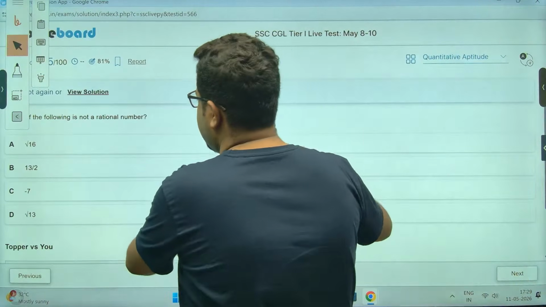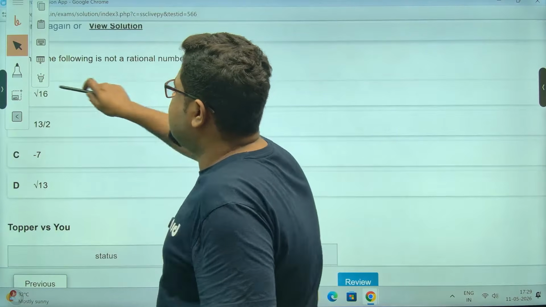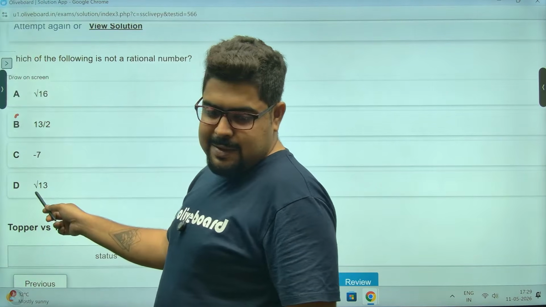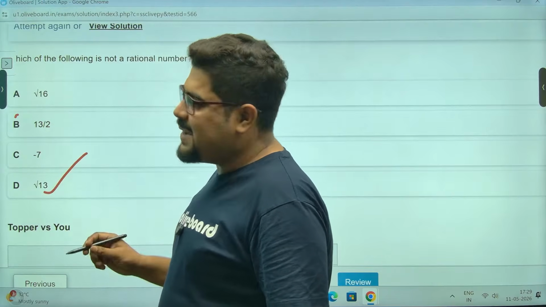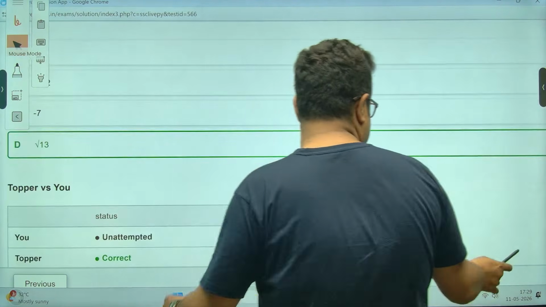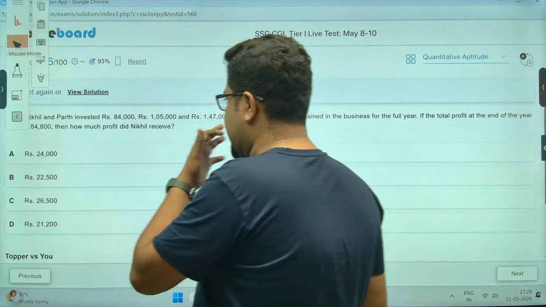Next one, please. Which is not a rational number, meaning which is an irrational number. So root 13, I have seen it. I will not look at any other option. Next question, please.